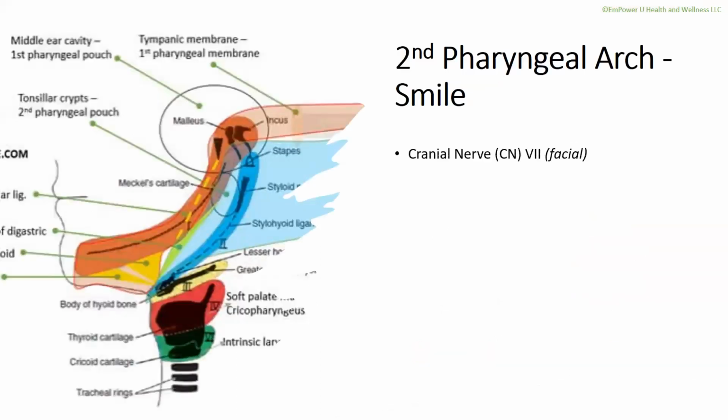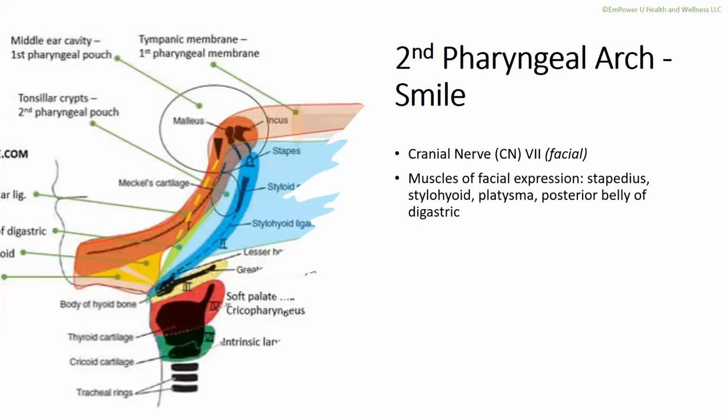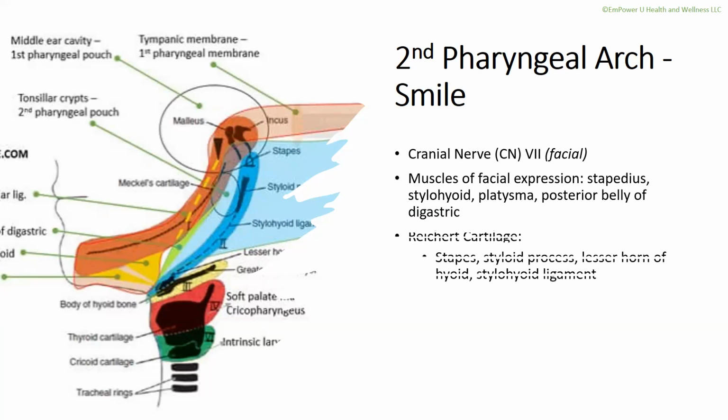The second pharyngeal arch is smile. Cranial nerve 7, our facial nerve, is involved. So any muscles of facial expression, your stapedius, your stylohyoid, your platysma, your posterior belly of your digastric. You'll also have some cartilage. It's called the Reichert cartilage. Again, how much would I recommend memorizing this? If anatomy is your jam and it's there, great. If not, I would say no, second pharyngeal arch helps you smile. So it's the facial nerve and any muscles that help with facial expression. That's how far I would go.